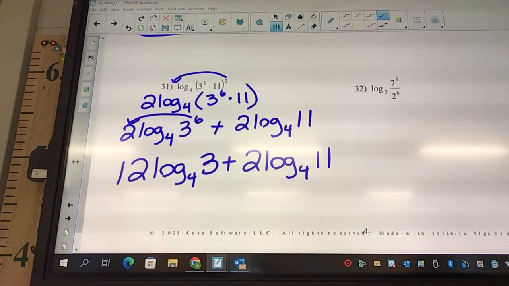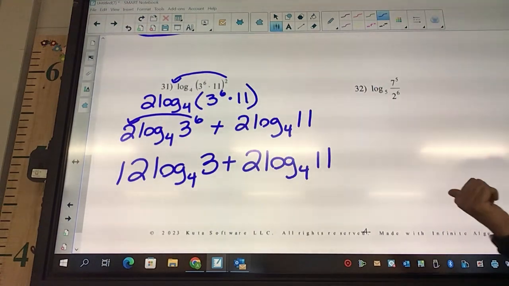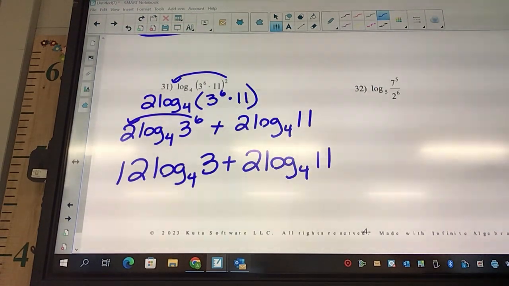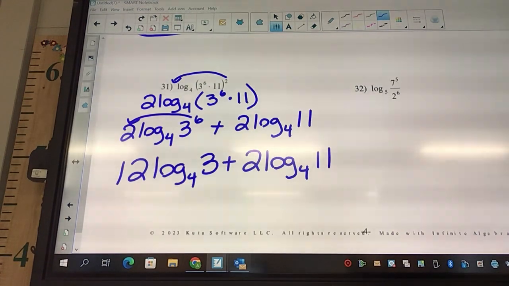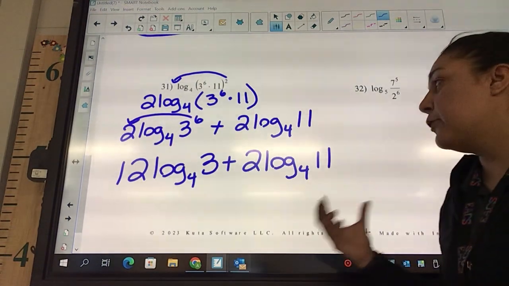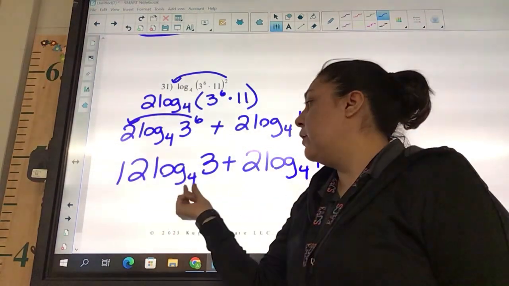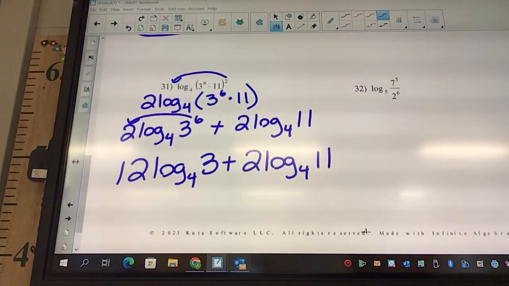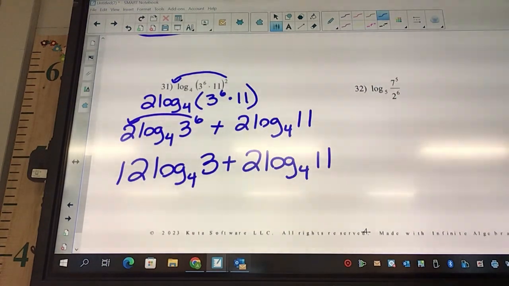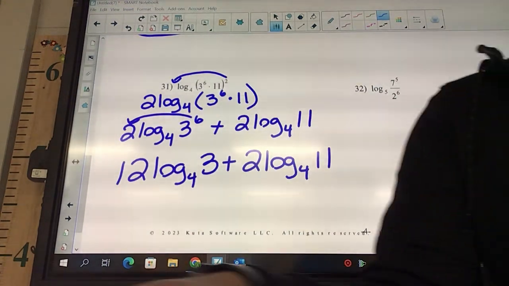Okay, and again, you can tell, first of all, there's multiple logs and there's no powers left. Okay, if there's powers left, that means you have not completed it all the way. Okay, so there should be just a big number, a little number, and a big number. That's it. No powers, no nothing else. Okay, you guys have 16 to do. Go through and get yours done, and then you're done for today.